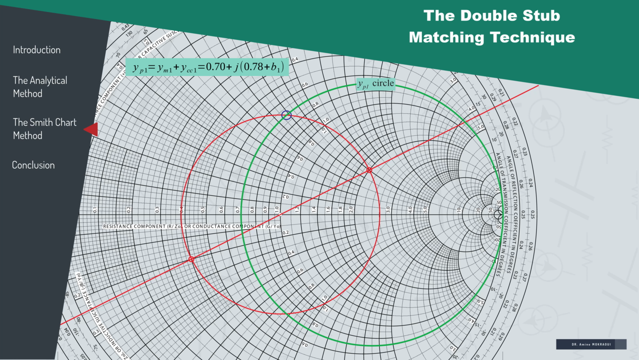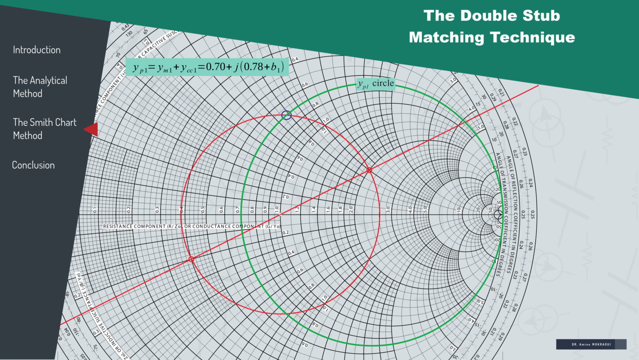Let's now move to the end of the transmission line at S equals D1 plus D2, where we expect an input impedance Yp2 equals to Yc in order to accomplish the impedance matching. That is, Yp2 equals Yc. In normalized form, we get Yp2 equals 1.